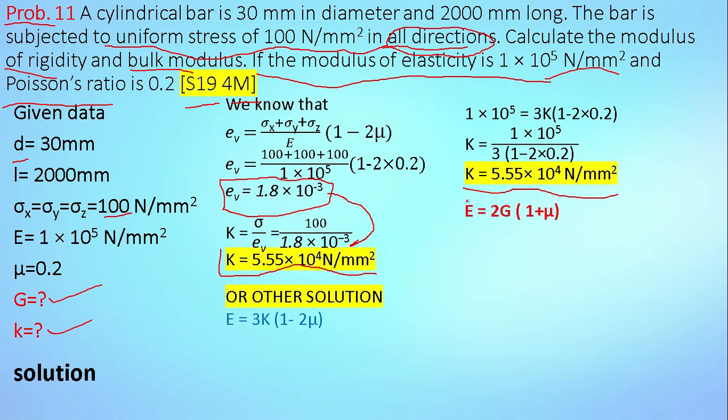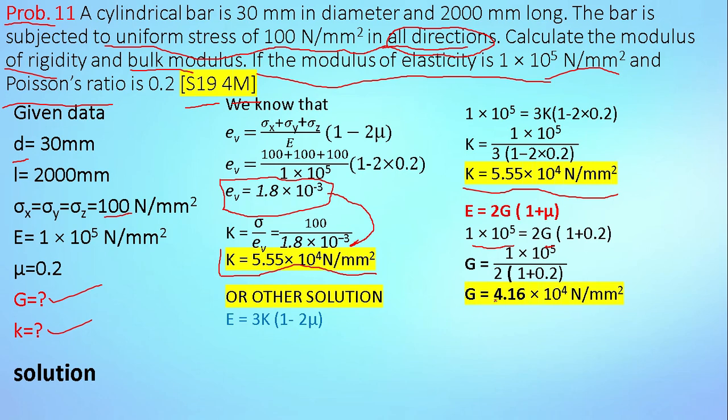We know the relation between Young's modulus and modulus of rigidity is E equal to 2G(1 plus mu). Put all the values in this equation. 1.1 into 10 raised to 5, this value of E, is equal to 2G(1 plus mu). So in this equation G is unknown, so G becomes 1.1 into 10 raised to 5 divided by 2 into bracket 1 plus 0.2. So G is equal to 4.16 into 10 raised to 4 Newton per mm square. This is our second answer.